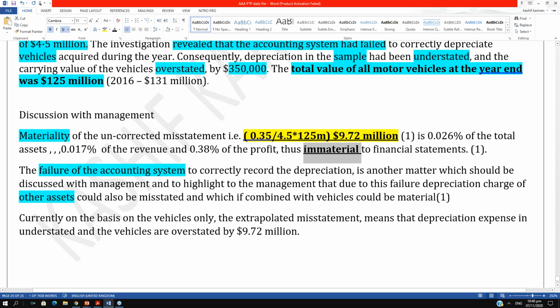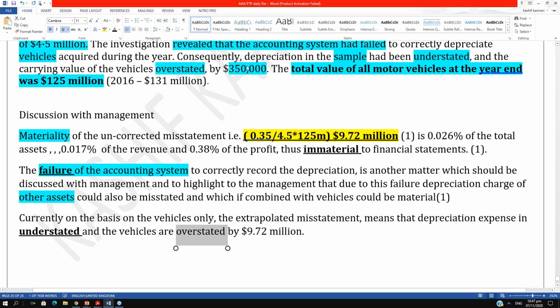So 2 marks from the first paragraph. If you calculate a value in the exam paper of a misstatement in a reporting question, you will get 1 mark for calculating the right value, because a lot of students can calculate the value wrong. And then your comment on the materiality is 1 mark. The failure of the accounting system is another 1 mark. And then telling management that currently the depreciation is understated by 9.72 million and vehicles are overstated by 9.72 million has given you another 1 mark.